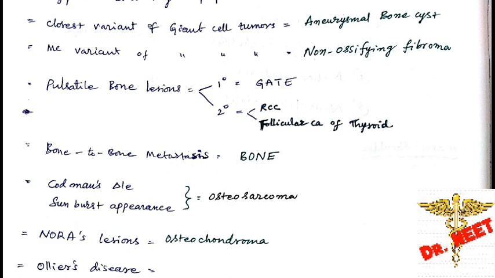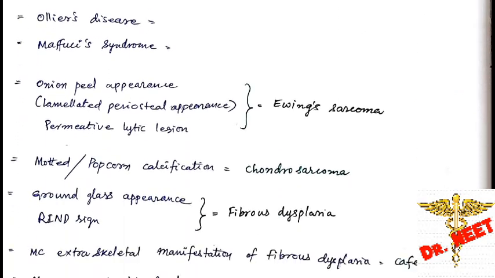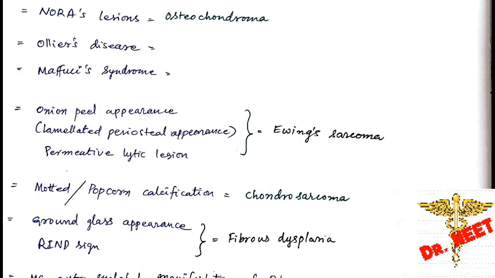Codman's triangle and sunburst appearance are seen in osteosarcoma. Nora's lesions are seen in osteochondroma. Ollier's disease is a non-hereditary condition. Multiple enchondromatosis are present. Maffucci's syndrome is a hereditary multiple enchondromatosis with cavernous hemangioma and phleboliths.